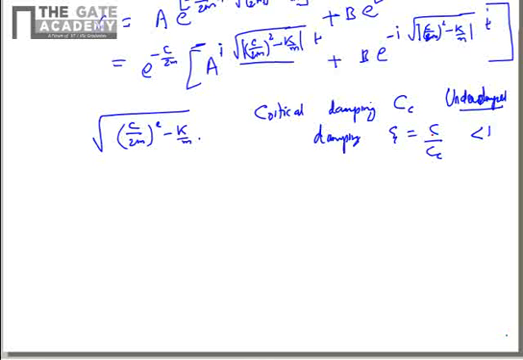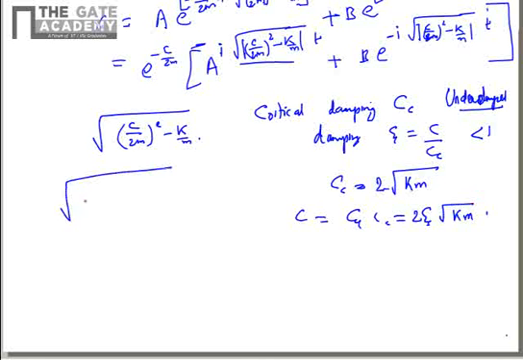So in the present case, ζ is less than 1, ζ is equal to c by Cc, and Cc, the critical damping, is equal to 2 square root of km. So the damping will be equal to ζ into Cc, that is equal to ζ times 2 square root of km. So this value, if you substitute in this expression, you will get (2ζ square root of km divided by 2m) whole square minus k by m.